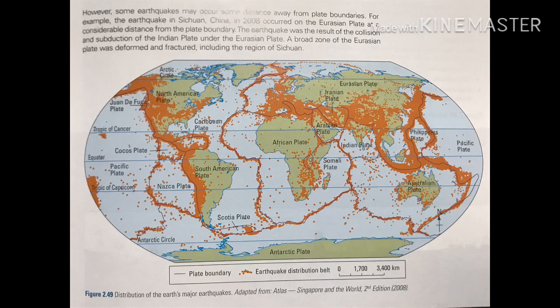So very importantly, when we are dealing with questions that talk about distribution of earthquakes, you still need to mention the plates that are involved, the distribution. Why is it that you always find them near plate boundaries? Okay.